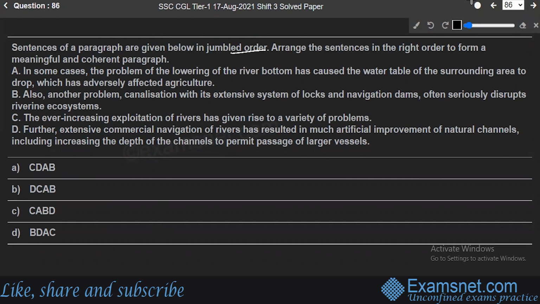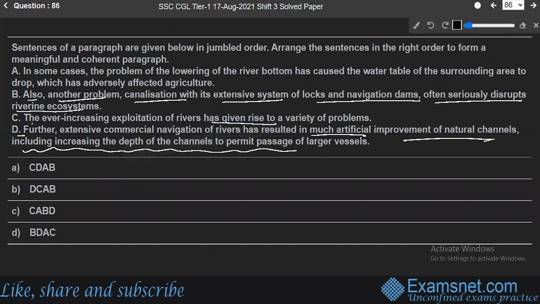Okay, let's start. In this question, first is A: In some cases, the problem of the lowering of the river bottom has caused the water table of the surrounding area to drop, which has adversely affected agriculture. B says: Also another problem, canalization, an extensive system of locks and navigation dams, often seriously disrupts the riverine ecosystems. C: The ever increasing exploitation of rivers has given rise to a variety of problems. D: Further extensive commercial navigation of rivers has resulted in much artificial improvement of natural channels, including increasing the depth of channels to permit passage of larger vessels.